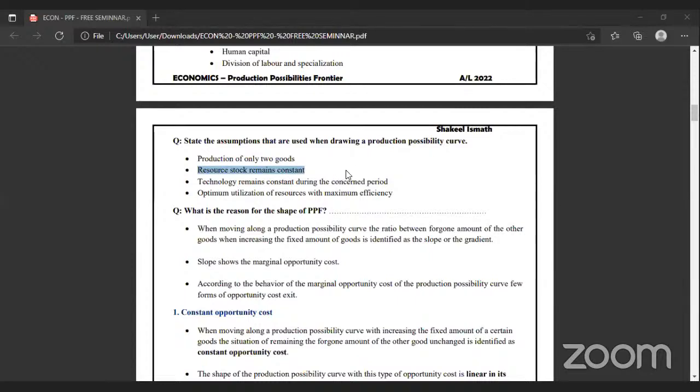Just for your understanding, because of that, there are two types of economists in the world. One we call classical economics, and the other Keynesian economics. After Adam Smith, from 1776 onward, we call it classical economics. After 1925, those who follow Keynes, we call Keynesian economics. So these are classical economics ideology. Technology remains constant and there is optimum utilization of the resources, that means full employment of the resources. That's what we are showing on the PPC.